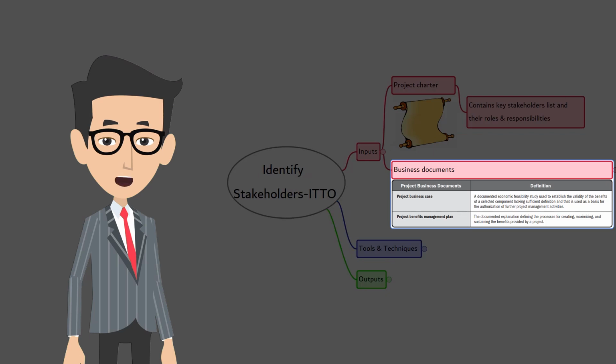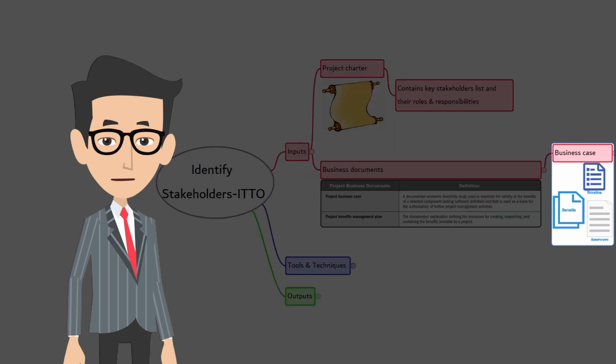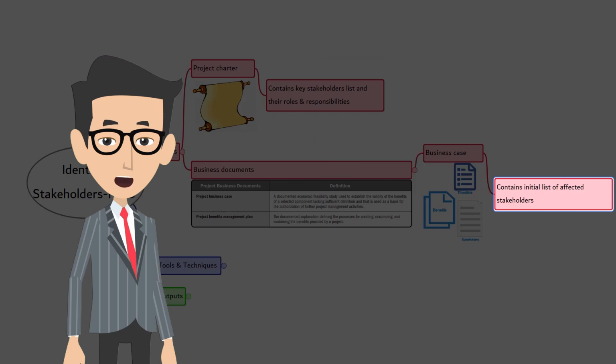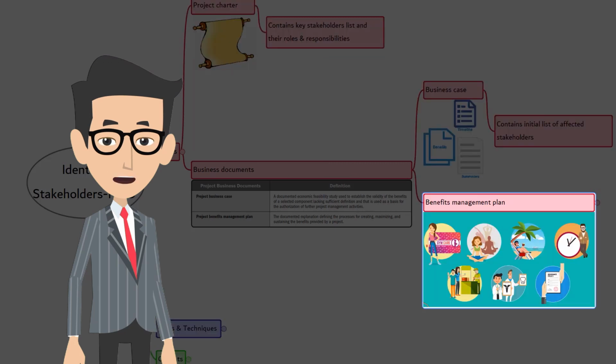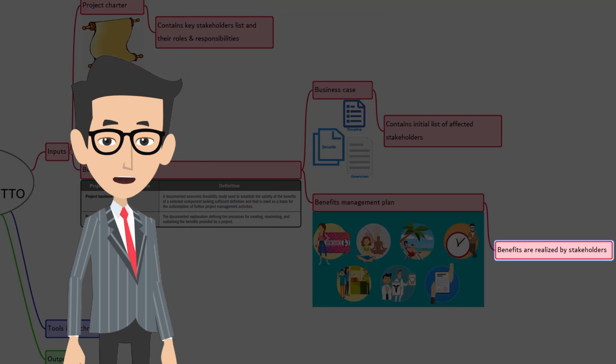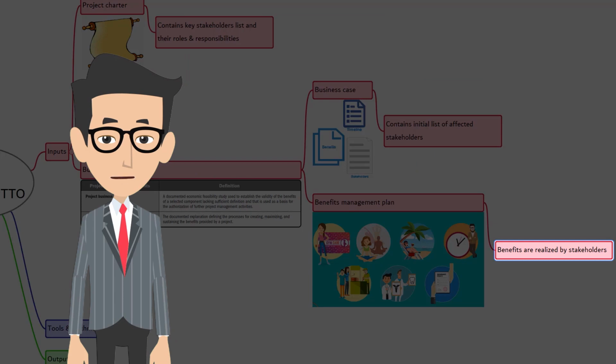Second, business documents. In it, there are 2. Business case. The business case identifies the project objectives and identifies the initial list of stakeholders affected by the project. Benefits management plan. The benefits management plan describes the expected benefits of the project. This may identify the stakeholders who can be individuals or groups.